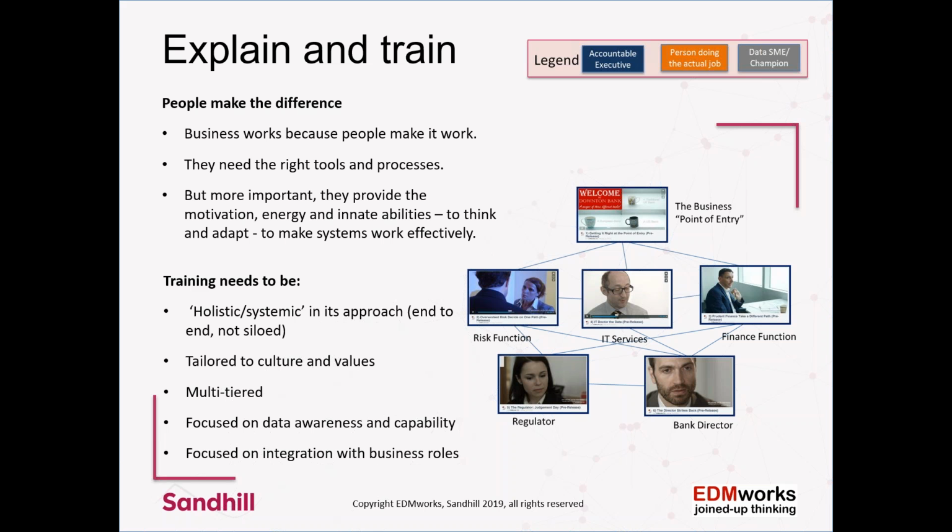It needs to be tailored to the culture and values of the organization, because that's what you need to grow. And it needs to be multi-tiered. And by multi-tiered, we need specific things so that executives, we always assume that executives know what they're doing. So we need to make sure that they actually understand the implications of what data ownership means and what they need to do to make sure that ownership is implemented within their business divisions, and that they have controls in place so that they know that it has been.